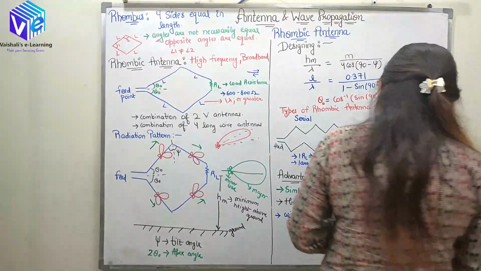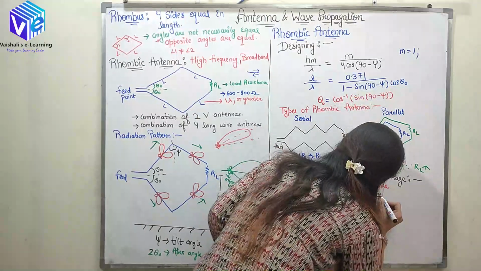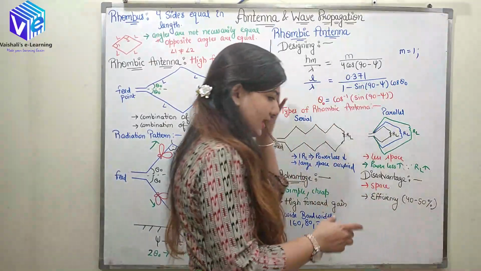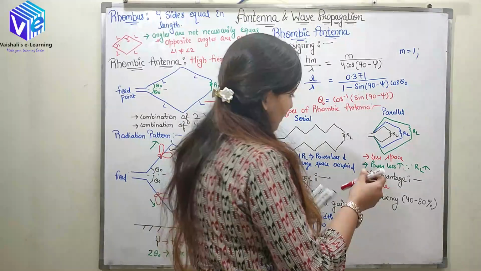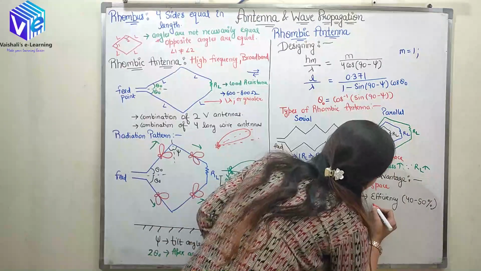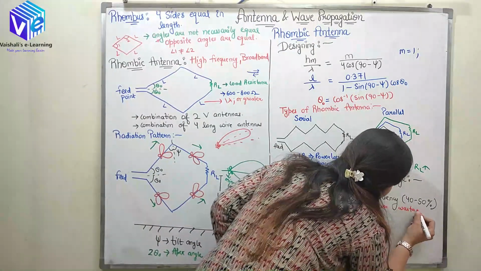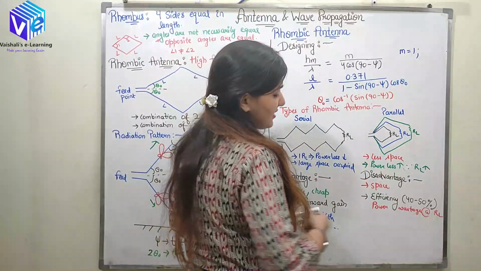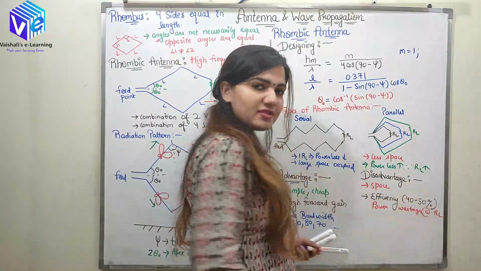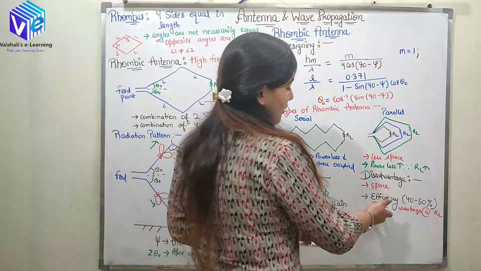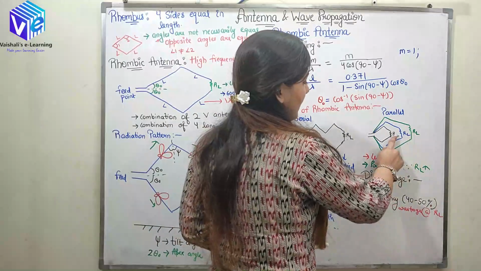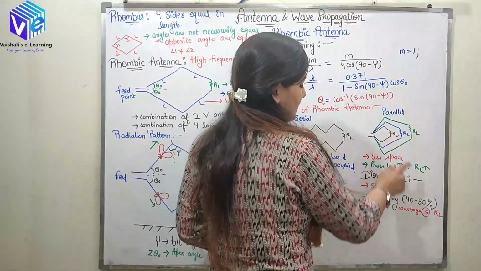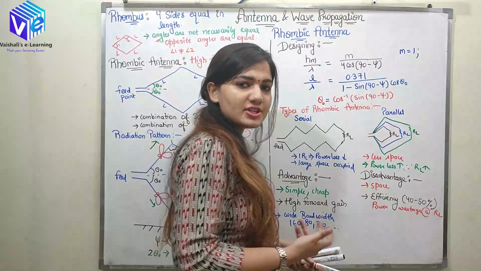After that, it has an efficiency issue. Why this efficiency issue? Because a lot of power is wasted at the load resistance. Efficiency is around 40 to 50%, which is very less because a lot of power is wasted at RL. So here power is wasted, which is reducing the efficiency.